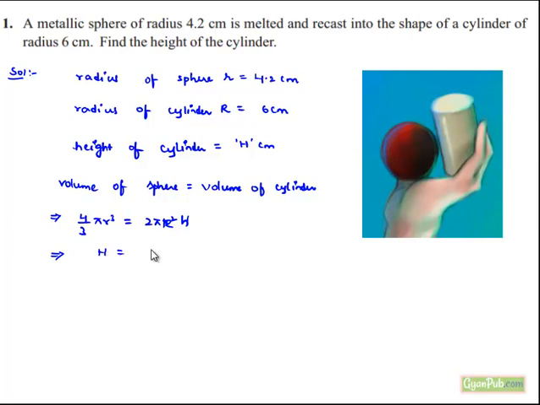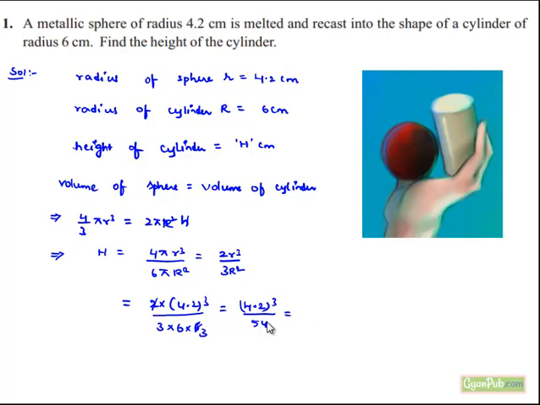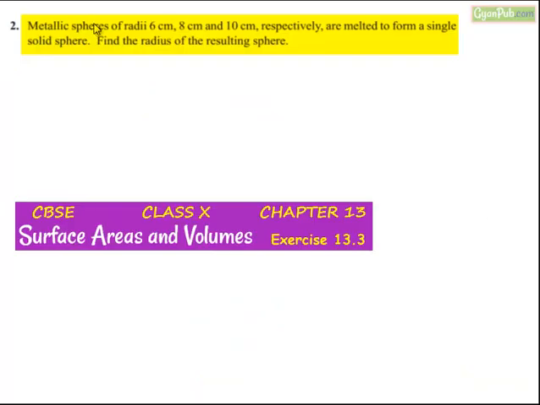So h is equal to 4 pi r cube by 3 times pi R square, that is equal to 4 r cube by 3 R square, which is equal to 4 times 4.2 whole cube divided by 3 times 36. Here 4 goes into 36 nine times, so that is equal to 4.2 whole cube by 9, which is 2.74. Therefore, the required height of the cylinder is 2.74 centimeters.